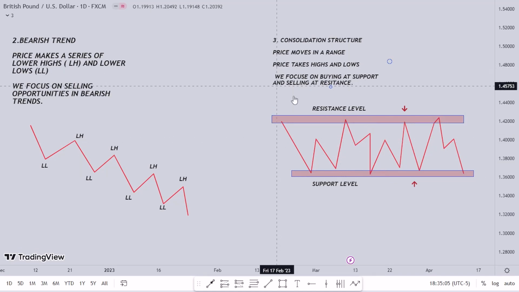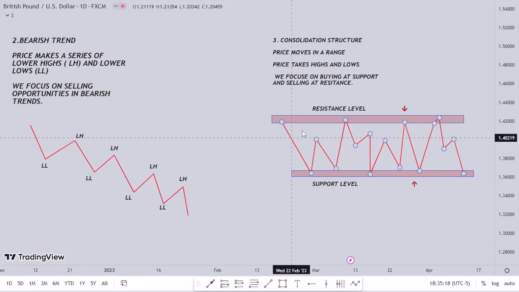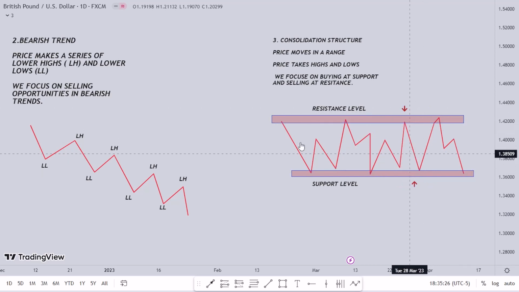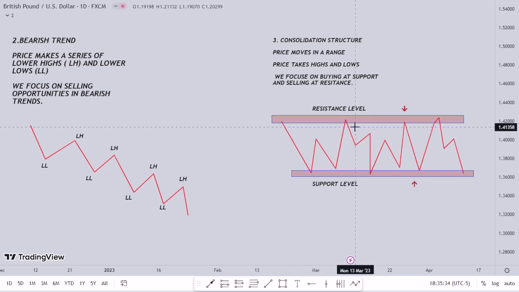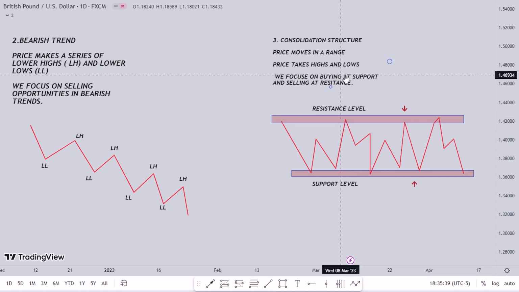Okay, and normally in a consolidating market, you see price taking highs and lows. It's not like in a bearish trend where you see continuous or sustained break of the lows. Here you see a break of a low, a break of a high, you see a break of a low, you see a break of a high, a break of a low. So no direction, it's just bouncing up and down within this range. Okay, so in a market like this, we want to be what? Selling at resistance. Okay, we focus on buying at support and then selling at resistance.